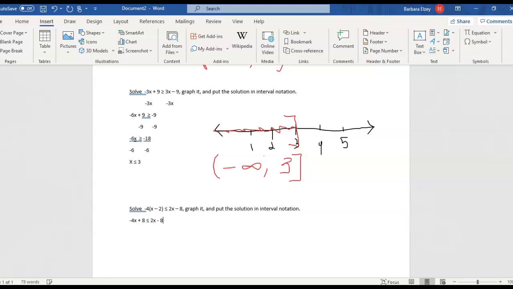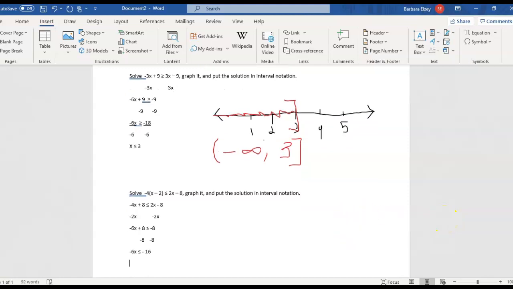2x minus 8. All right, now let's get our x's together. Again, I am going to subtract 2x, get it over to the left, so I have my x's together. And of course, what I do to one side, I have to do to the other. I'll get negative 6x plus 8. On the right side, the 2x's will cancel, and I will still have that negative 8 there. Now, I want to get rid of the 8 that's still with my x over here, so let's subtract 8 from both sides. And then we'll have negative 6x less than or equal to negative 16.